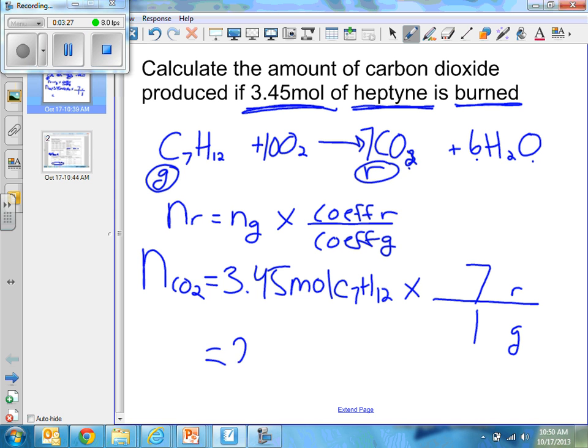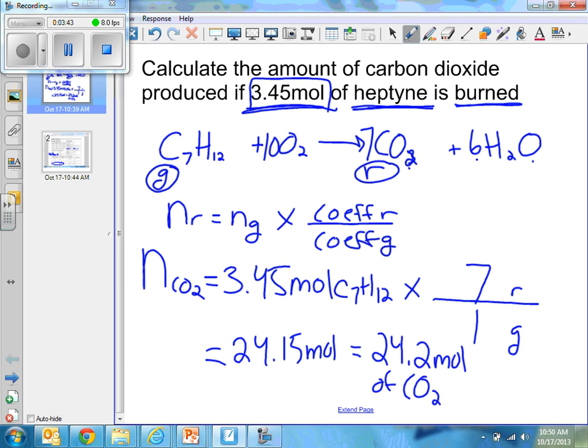And we get 24.15 moles of CO2, which we're going to round to 3 significant digits because that's what I'm given in the question. So we get 24.2 moles of CO2 being produced.